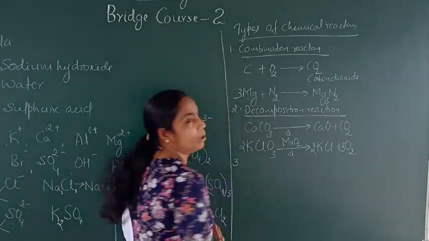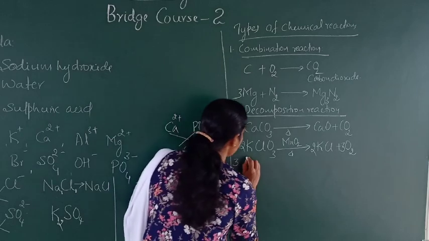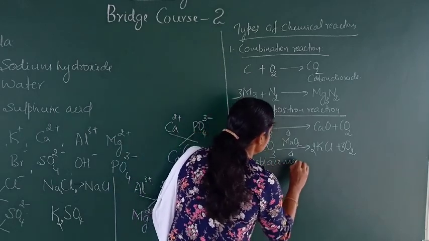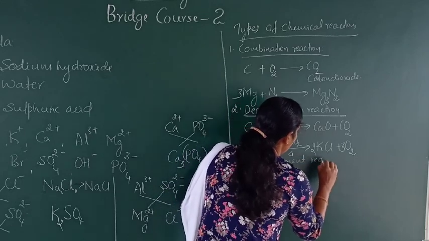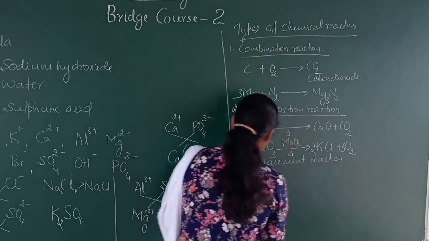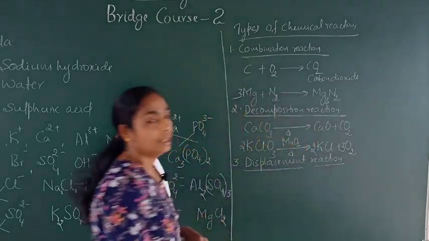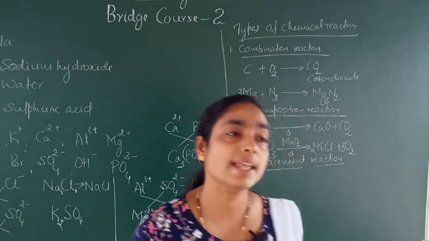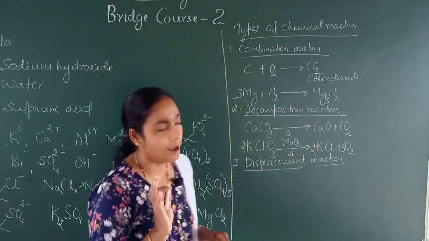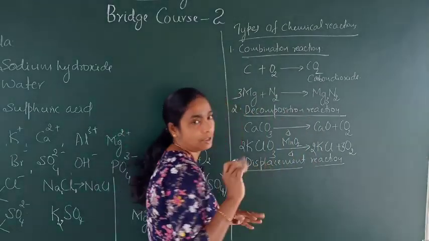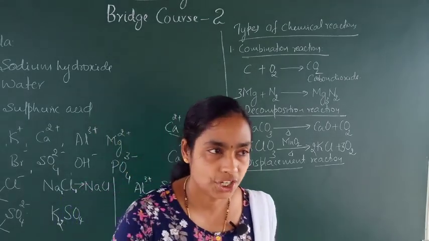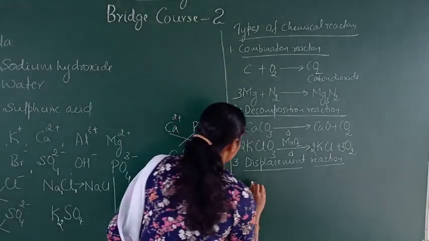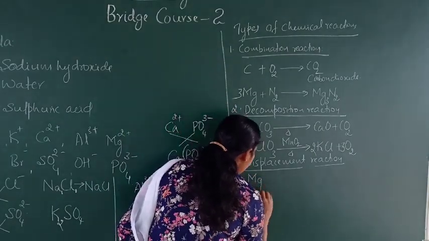Next type of reaction is displacement reaction. In the displacement reaction, one element displaces another element from its compound. There are 2 types of displacement reaction: metal displacement reaction and non-metal displacement reaction. I will give you the example.